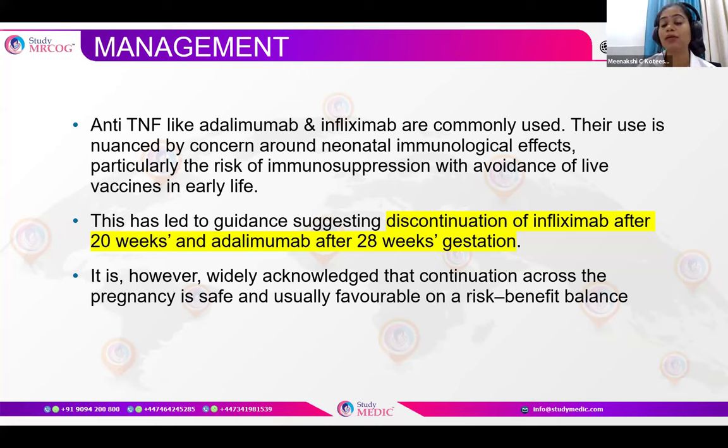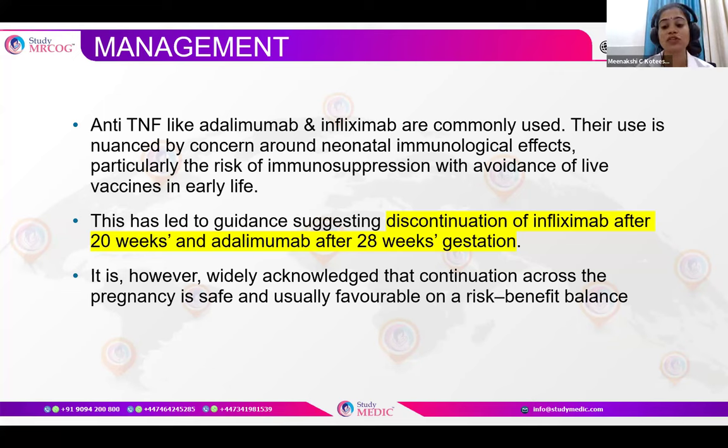Because of these effects of immunosuppression on the fetus, they have recommended the discontinuation of infliximab after 20 weeks and adalimumab after 28 weeks. These are all extremely important and can be asked as SBAs. It's very important, especially related to numericals, in MRCOG. Wherever you find numericals, it's better that you write them down and have a glance at least once, because you never know, they might ask some numericals.